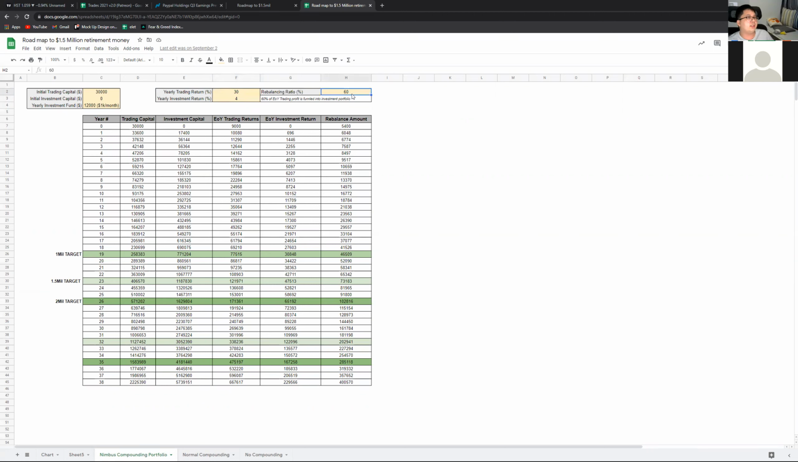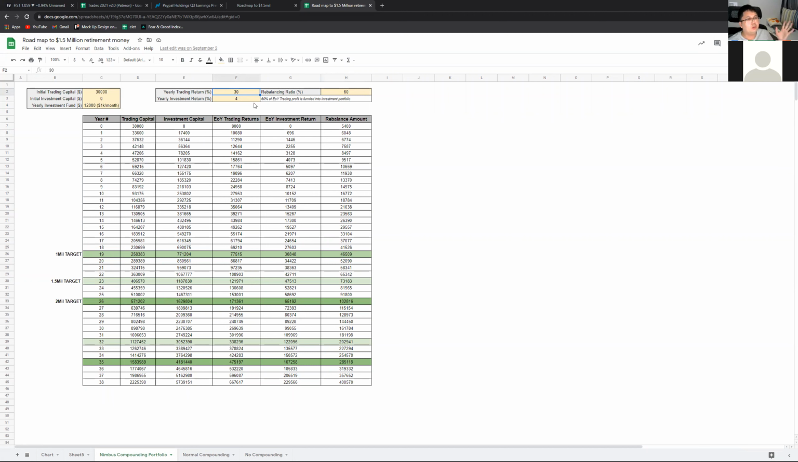Then the rebalancing ratio is that at the end of the year, 60% of my trading profit is pumped into my yearly investment. So after that, you see all these numbers, right? You only need to spend 19 years to hit 1 million, 23 years to hit 1.5 mil, and 26 years to hit 2 mil with such a small number and very low expectation numbers. All these are very low expectation.